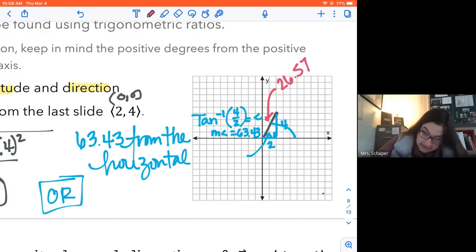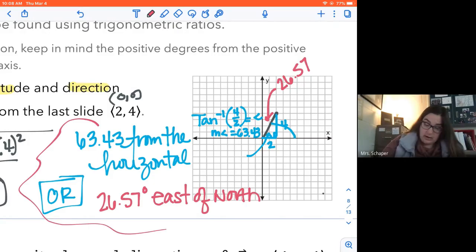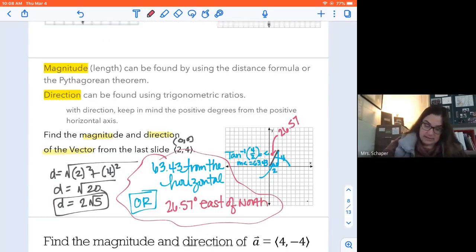Then I could say the other option is 26.57 degrees east of north, because I'm showing it's east of the north part of the line, east of the north point. So either one of these will work for me. Honestly, I don't care. If you write them both and one is wrong, then you get the problem wrong. So make sure you really understand one of them. And then here is my distance.